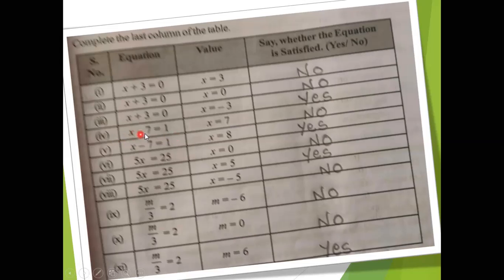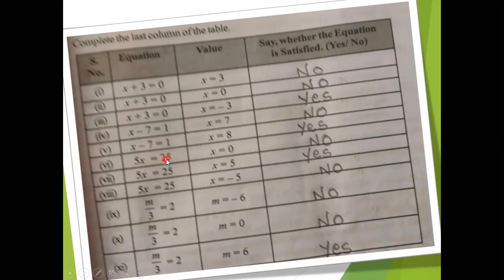So this is yes. Next, x minus 7 equals 1, whereas the x value is 7. So 7 minus 7 equals 1. 7 minus 7 gives us 0. So 0 equals 1? No. Next, x minus 7 equals 1, whereas the x value is 8. So 8 minus 7 equals 1. 8 minus 7 gives us 1. 1 is equal to 1. So yes.